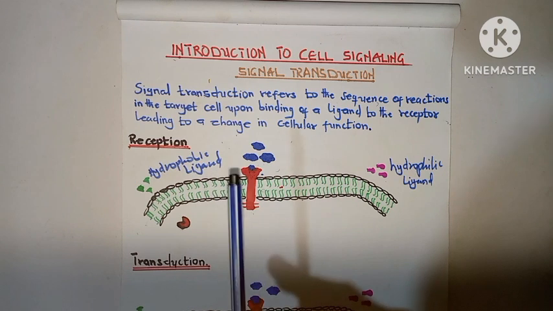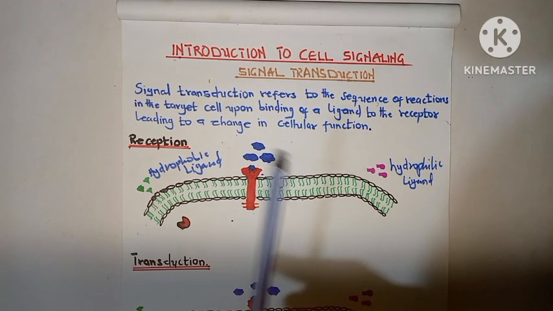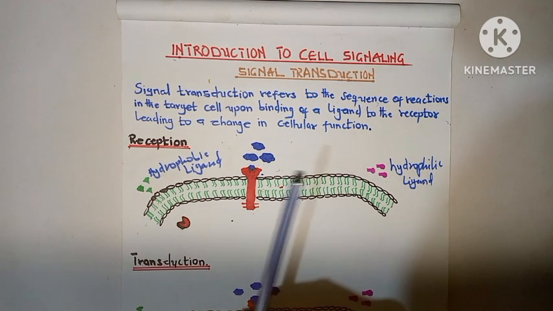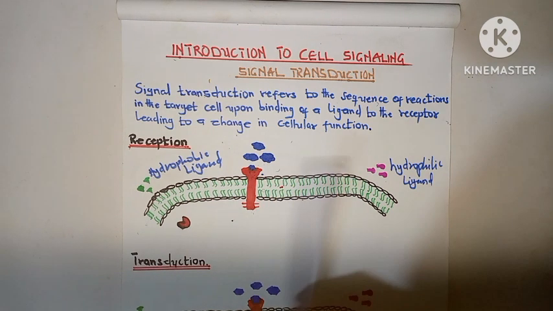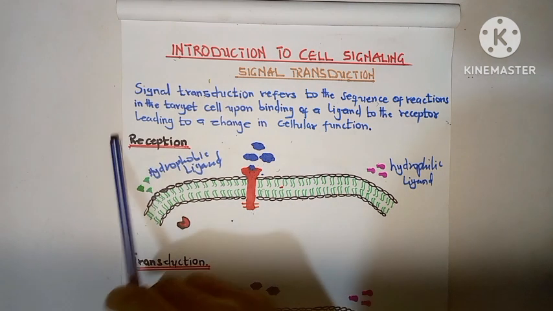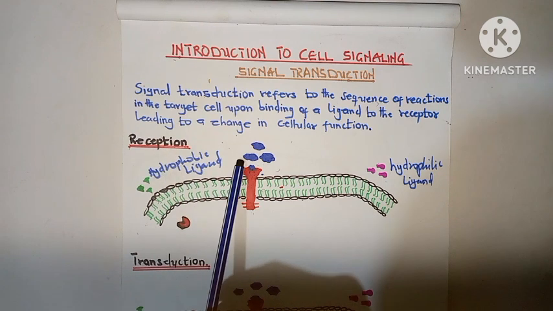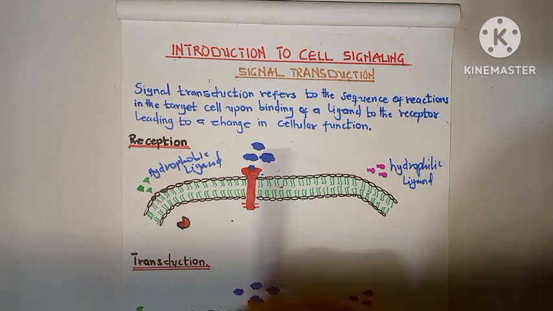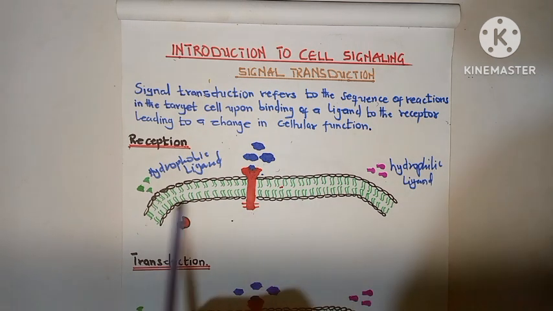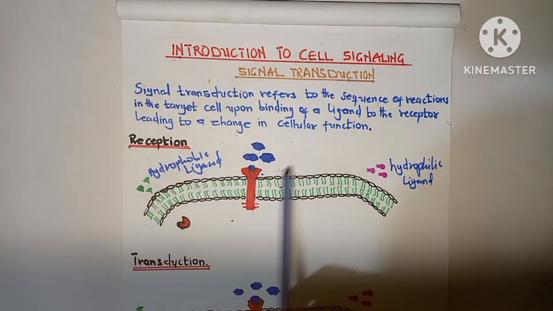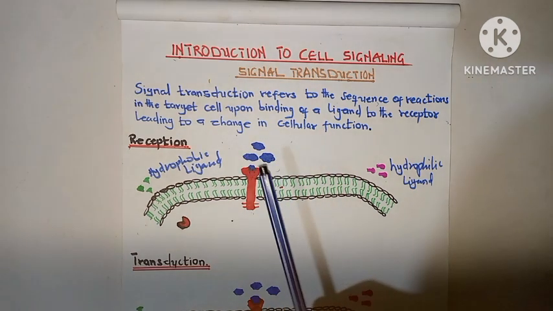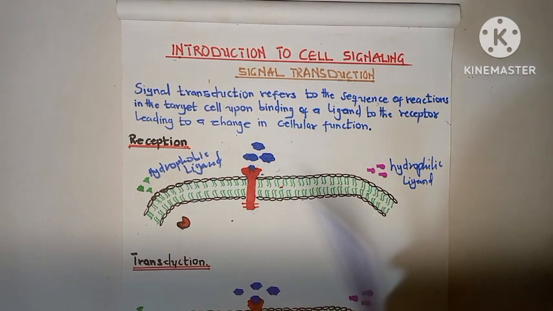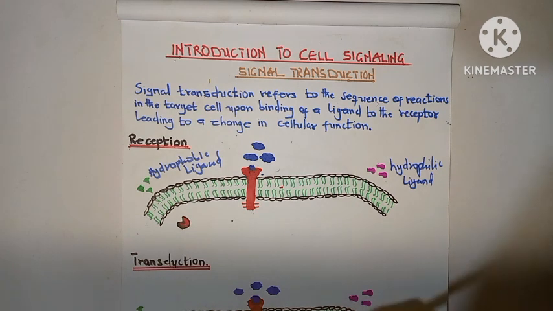And then we have three stages of signal transduction. The first stage is called reception. In this stage, this is our diagram. This is our cell membrane with the receptor and the ligands. We have different types of ligands. We have the hydrophilic ligands, which are the peptide hormones such as insulin.